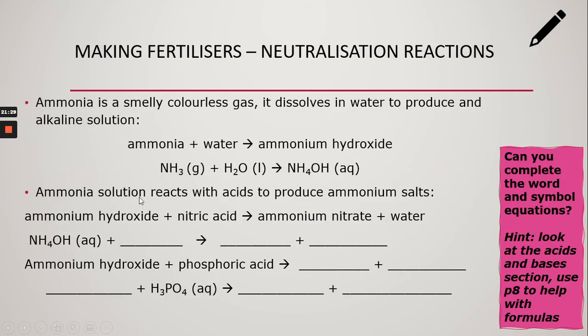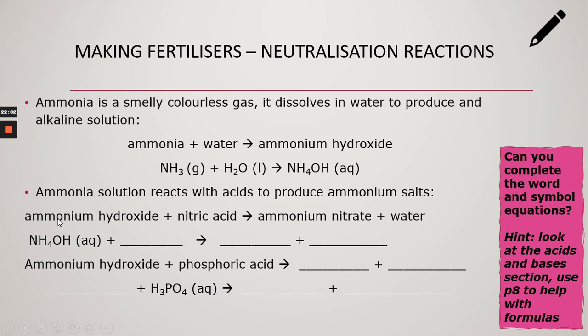So once we've got this ammonia solution, so we call it ammonia solution, but it's really a solution of ammonium hydroxide, and this ammonium hydroxide reacts with acids to produce ammonium salts. So if you remember, like hydrochloric acid produces chloride salts, or if you've got a base like sodium hydroxide, the salt name would start with sodium. If we've got an ammonia solution, it's going to produce salts which start with ammonium.